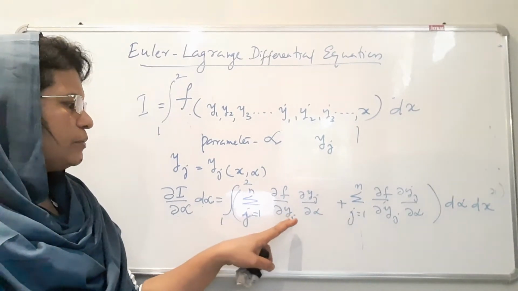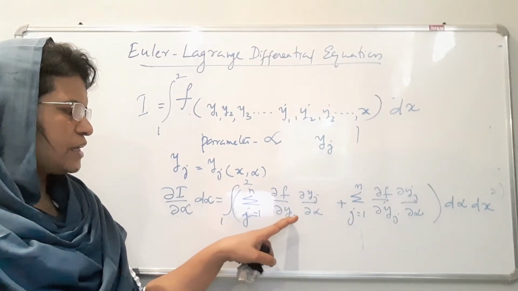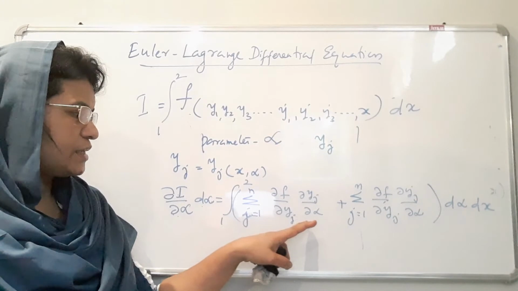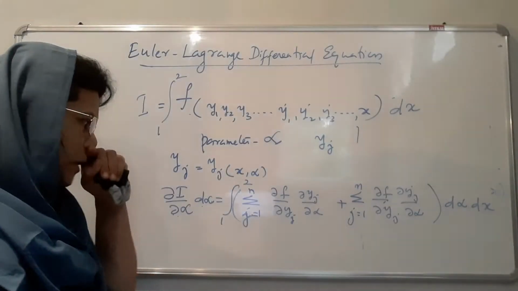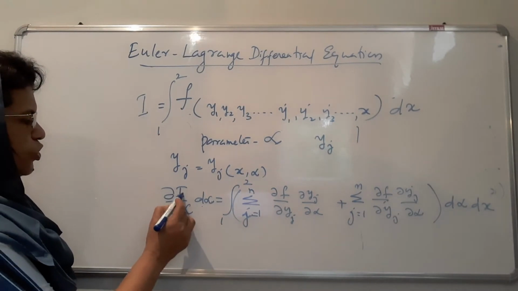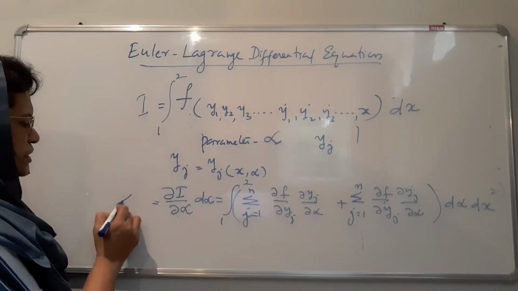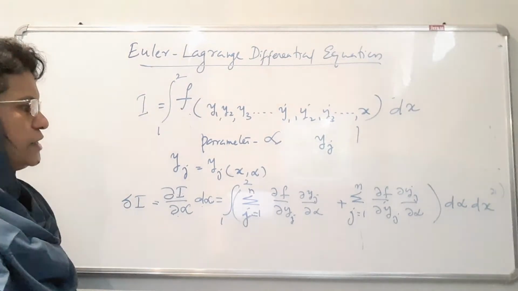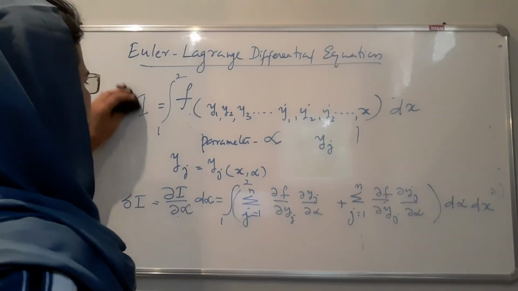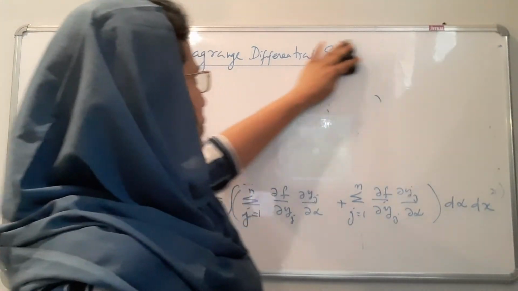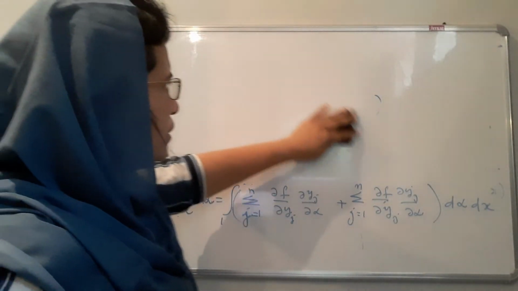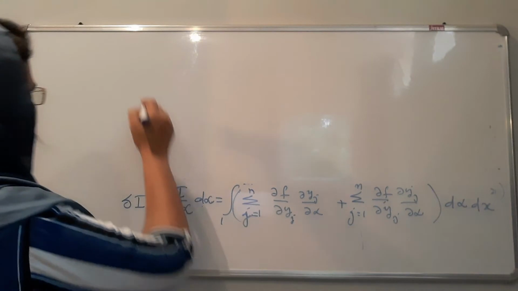There are so many terms, 1, 2, 3, etc. y1, y2, y3, y4, etc., yj. Therefore, we are summing from j equal to 1 to n. So, ∂I/∂α into dα can be written as delta I. Delta I is equal to this much. And now we can integrate the expression.